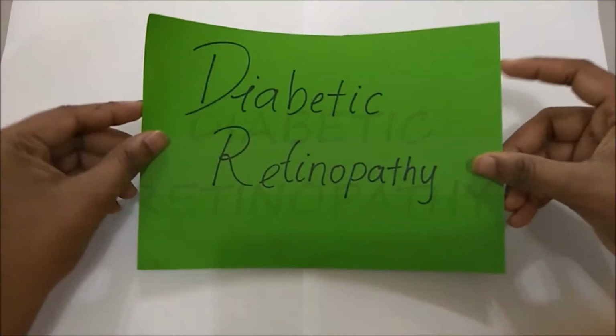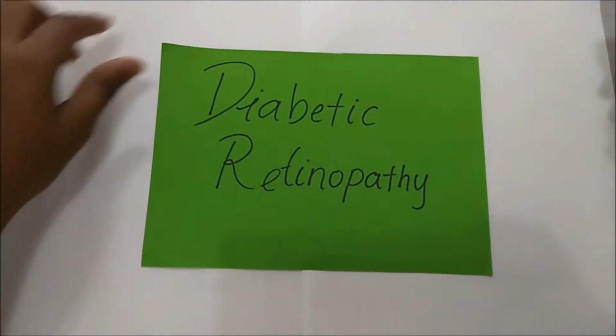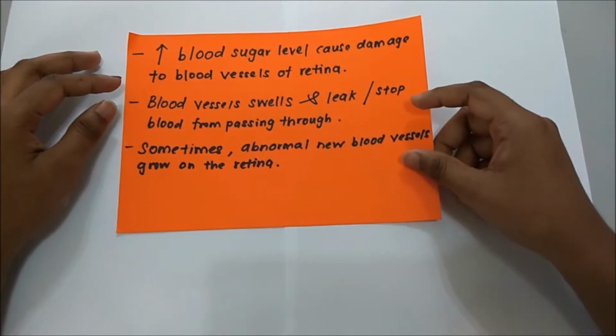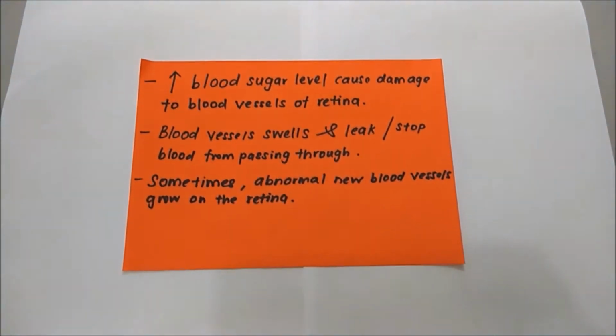Today we're going to discuss diabetic retinopathy. What is diabetic retinopathy? People with diabetes can have an eye disease which is called diabetic retinopathy.